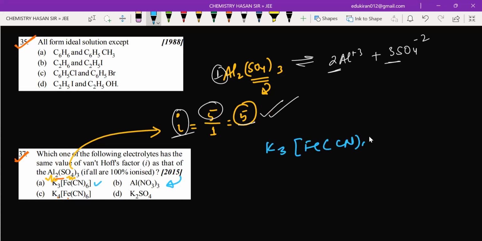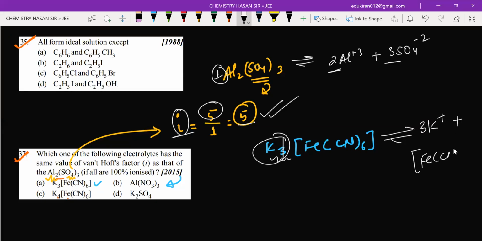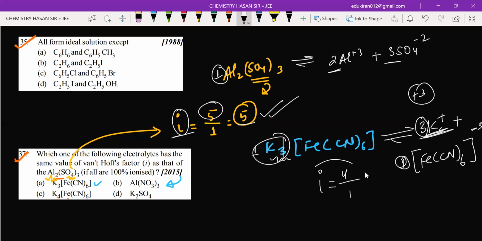K3[Fe(CN)6], this compound is known as a coordination compound or complex compound. You know K will be ionized into K+, and there are 3 potassium, so 3K+, and this will not dissociate inside the bracket. Overall charge going positive is plus 3, so this will have minus 3. If you calculate i for this, you can see 3 ions and 1 ion, that is 4 divided by 1, so i is equal to 4.